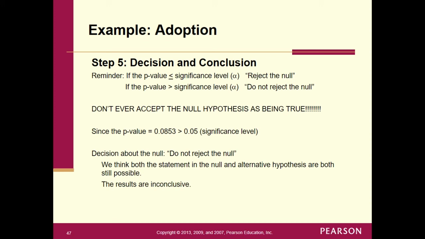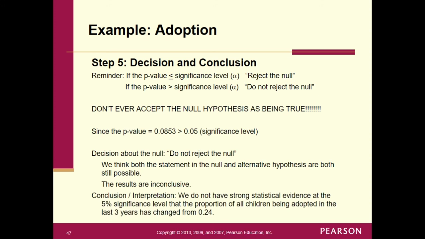So basically the results are inconclusive, right? And we would say we do not have strong statistical evidence at the 5% significance level that the proportion of all children being adopted in the last 3 years has changed from 0.24. So we don't have significant evidence that it's either gone up or gone down. It probably is different than 0.24, but we're not sure at this point based upon our random sample. So hopefully that explains everything. Thank you for your time.